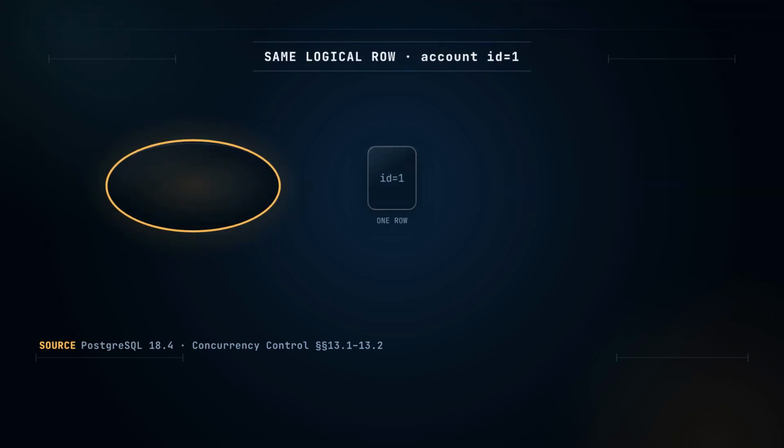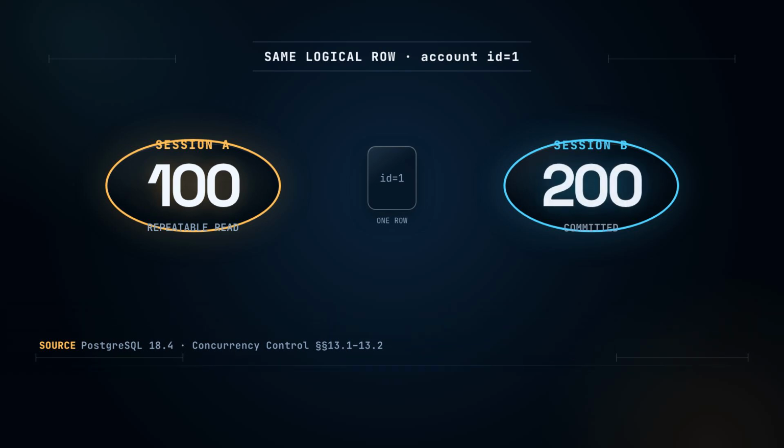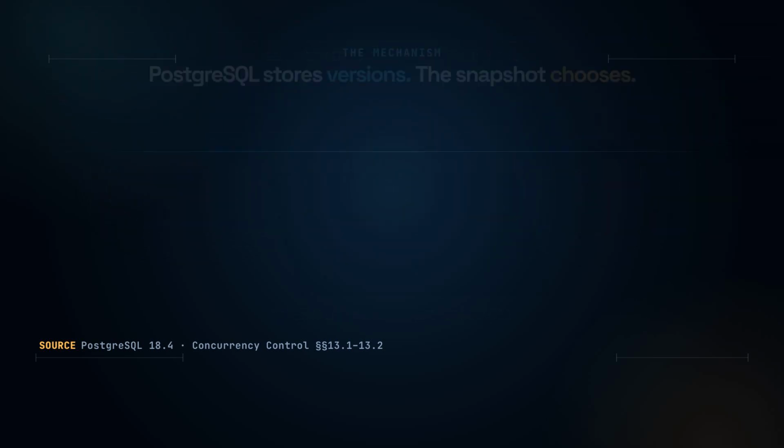Session A reads one account balance, 100. Session B reads the same row, 200. Both answers are correct. No backup was restored. No replica fell behind. And neither query is lying.